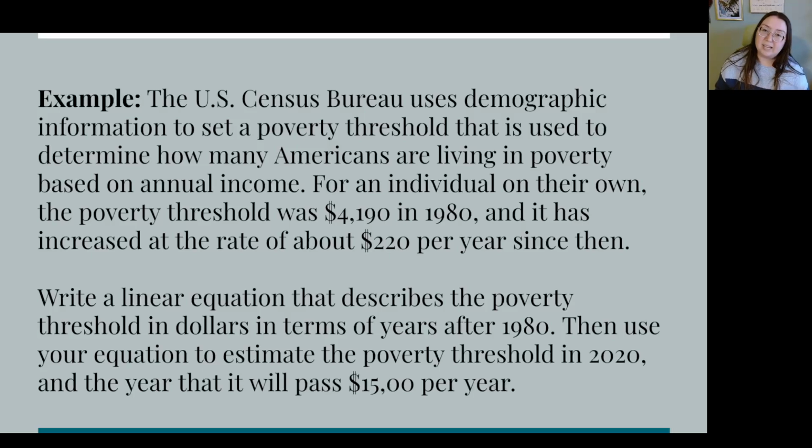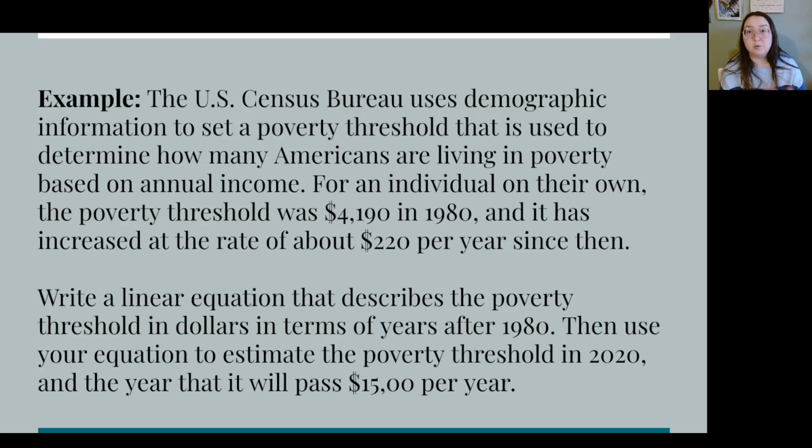So we have our last example here. The U.S. Census Bureau uses demographic information to set up a poverty threshold that is used to determine how many Americans are living in poverty based on annual income. For an individual on their own, the poverty threshold was $4,190 in 1980, and it has increased at the rate of about $220 per year since then. We're going to write a linear equation that describes the poverty threshold in dollars in terms of years after 1980, and then use our equation to estimate the poverty threshold in 2020 and the year it will pass $15,000 per year.